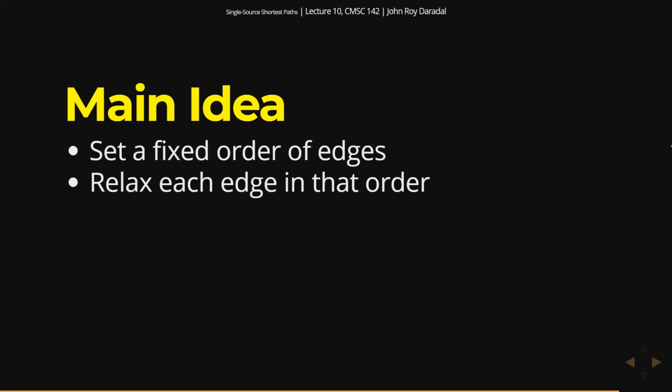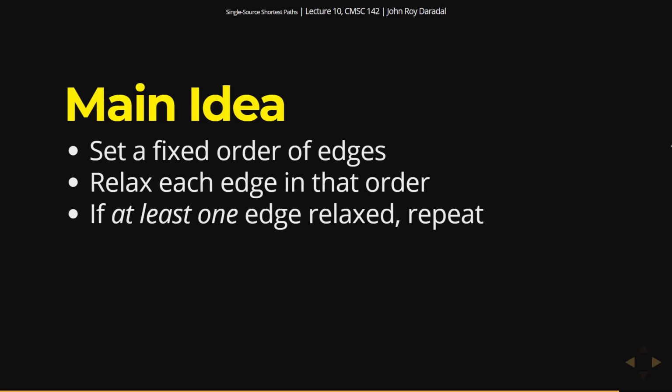So what we'll do is first we will set a fixed order of edges. It's arbitrary. You can fix it as however you like, as long as it's the same order that you'll use per iteration. So it's a consistent order of edges, and then we will relax each edge in that order. And if at least one edge is relaxed in this iteration, then we will repeat, for a maximum of n-1 rounds. So let's say that if you have 5 vertices, then you would do at most 4 rounds, because that would be 5 minus 1.